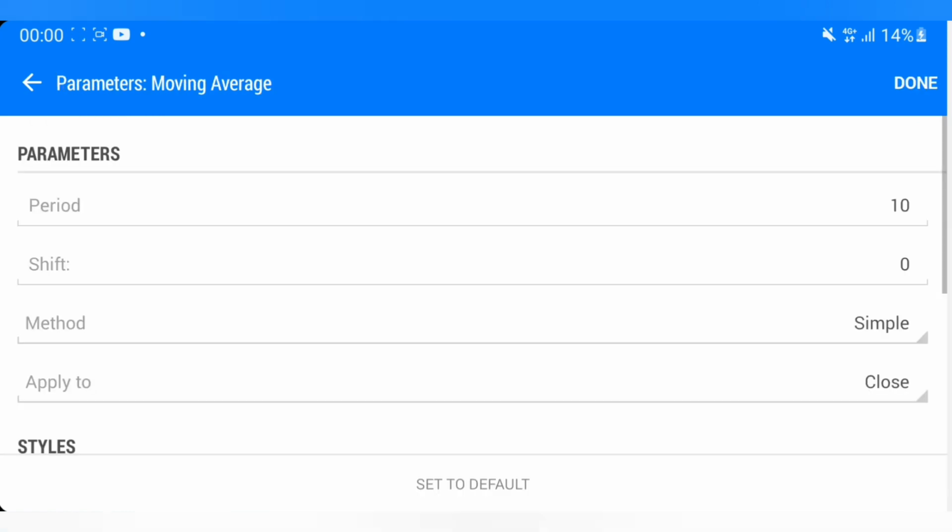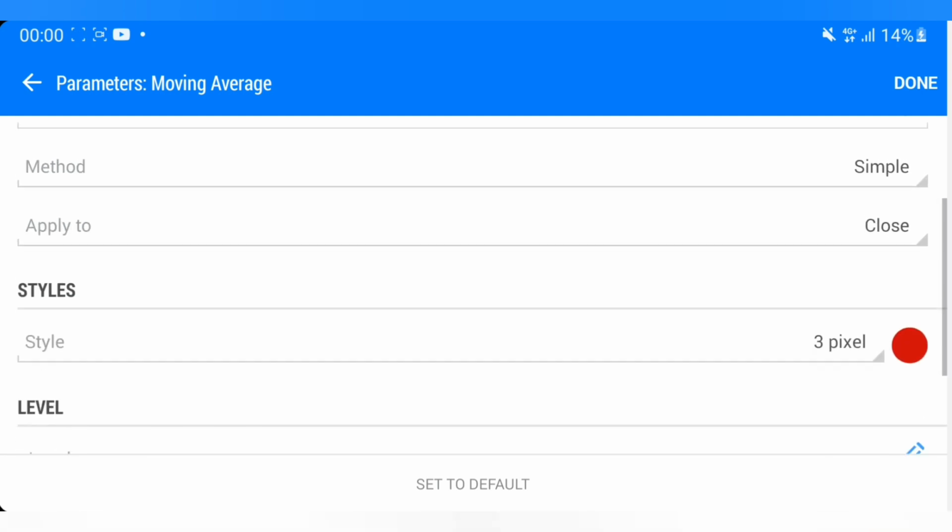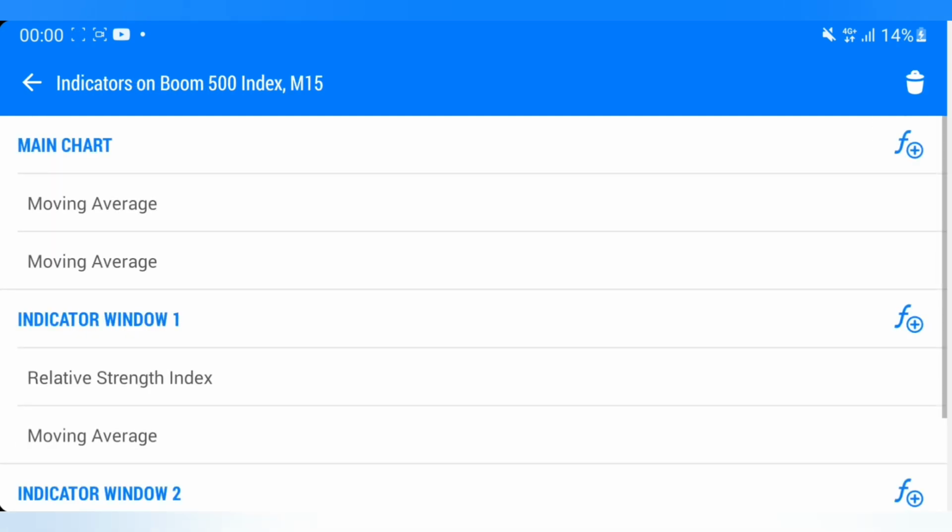And then on the first indicator window, I accompany that with a moving average. So this is my moving average. These are the parameters and settings that I've put on my moving average. The period is 10, the shift is 0, method is simple, apply to close, and that was done.